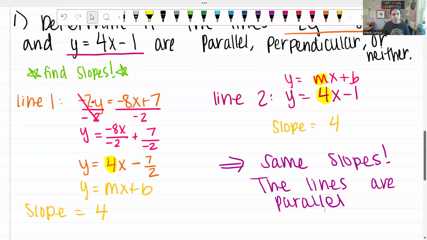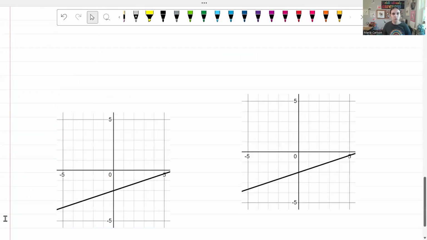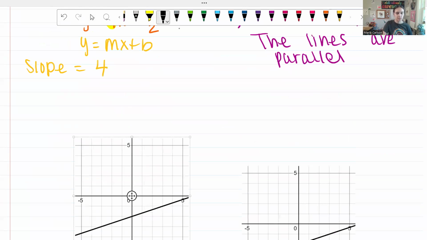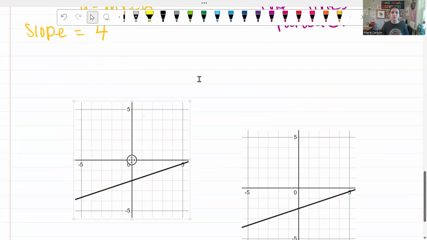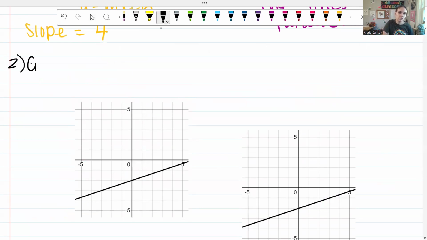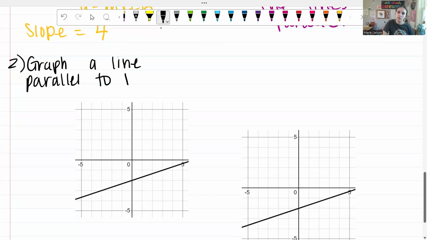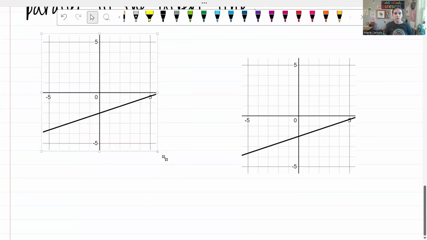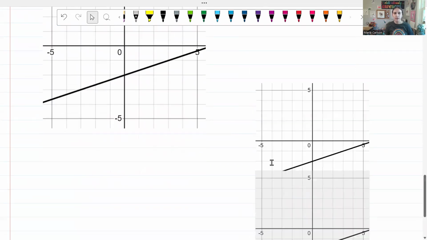All right. Now we're going to use these graphs. These are in your lesson notes images for this lesson. So please, if you can print them out, do so. Otherwise, you can easily recreate this graph with just a ruler and a pencil. So we are going to start by graphing a line parallel to the given line. I'm going to make this a little bit bigger and move this one out of the way for right now.